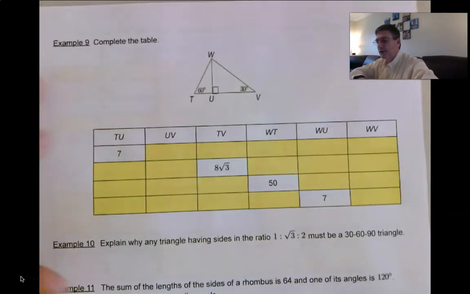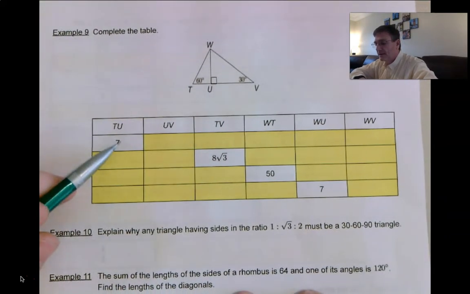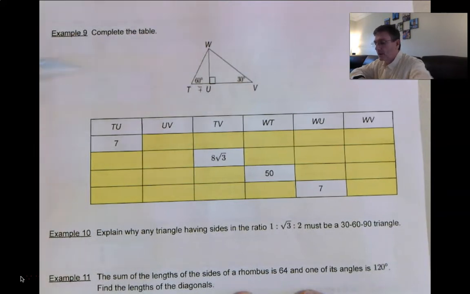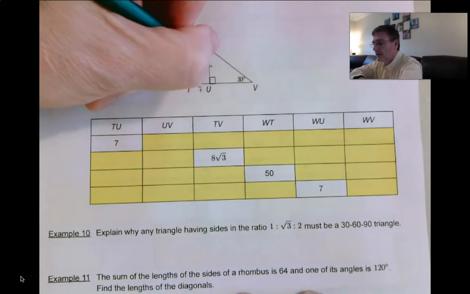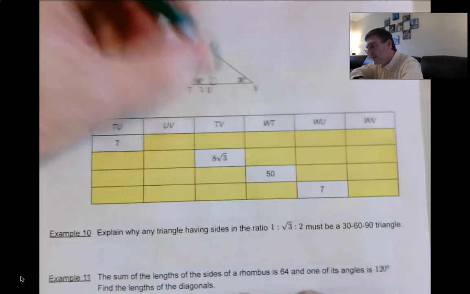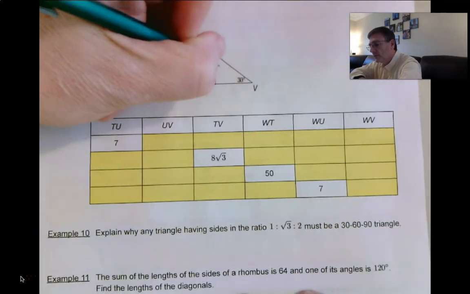Example 9 is another chart that we're going to fill in. TU is 7 this time, making 14, sorry, wrong place. 14, 7 square root 3.